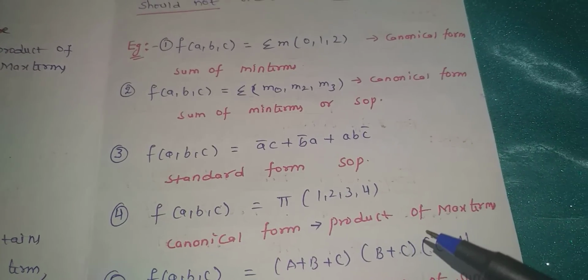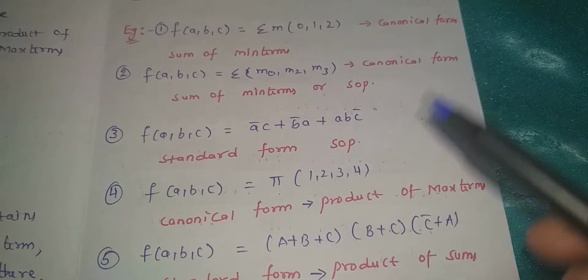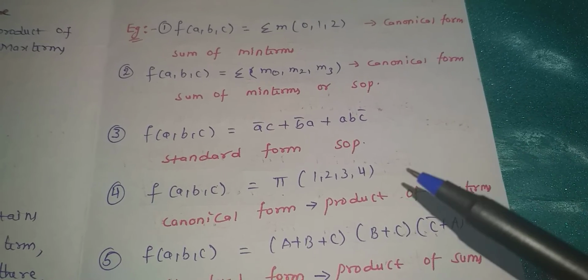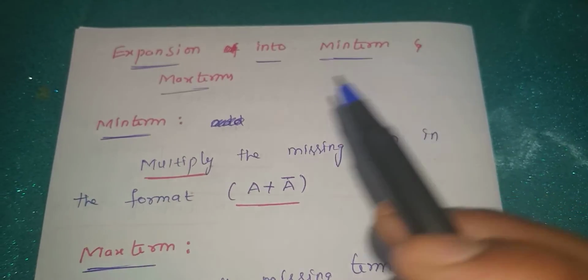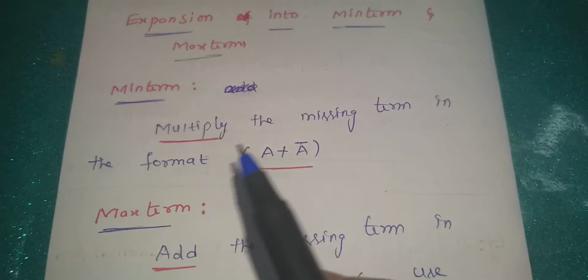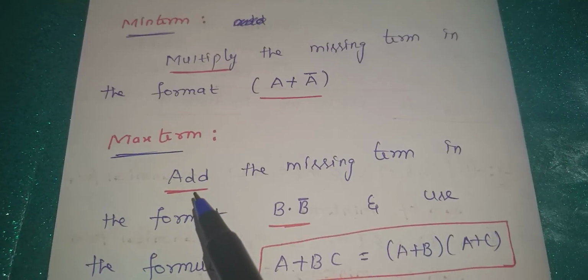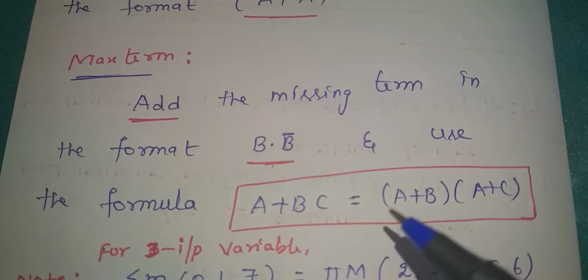These are some examples. Look at these examples and try to solve them on your own. I have just written the names for your understanding: expansion into min term and max term. For min terms we have to multiply, and for max terms we have to add. Is it clear? Okay, thank you very much.